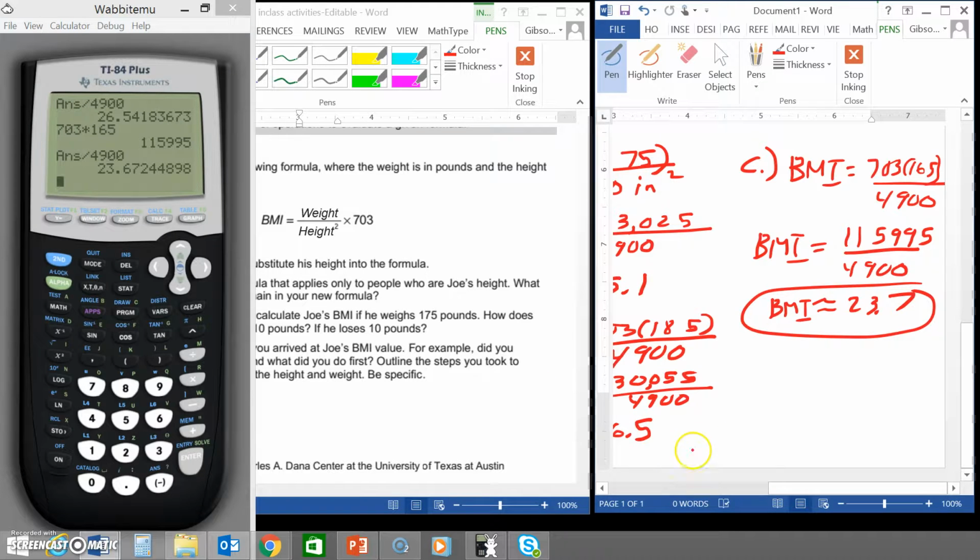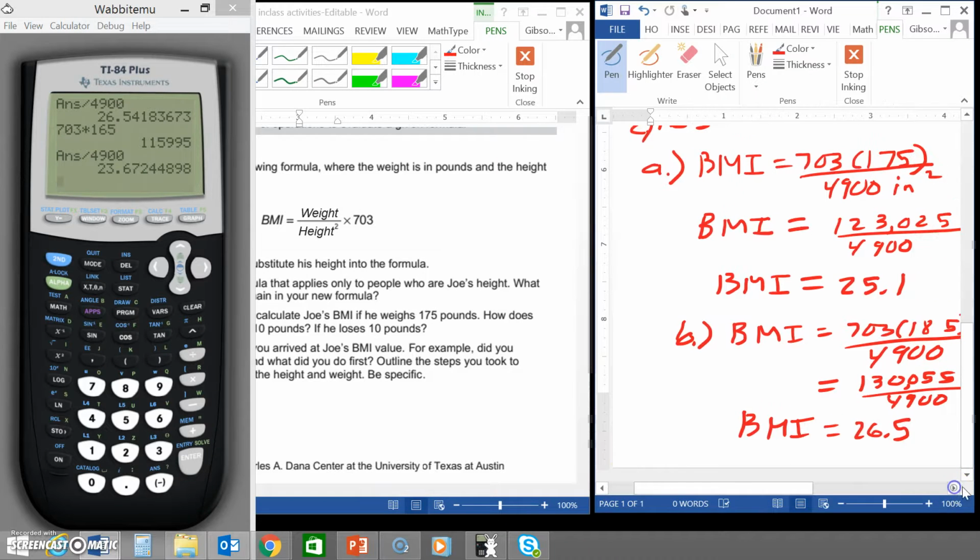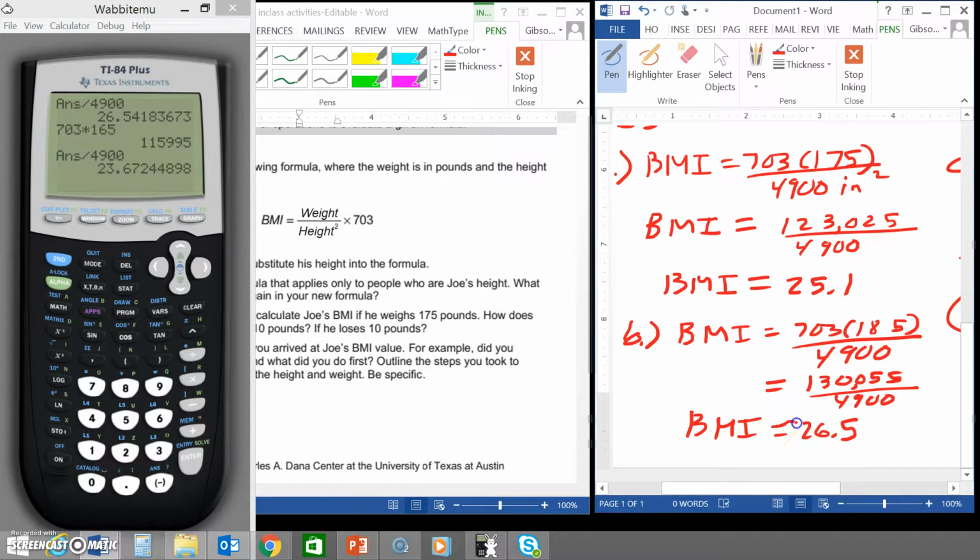And that's it for problem number 4. Now, one thing I didn't do here, which I should have done in the other problems, the answer should have been an approximation symbol. So you can go back and correct that.